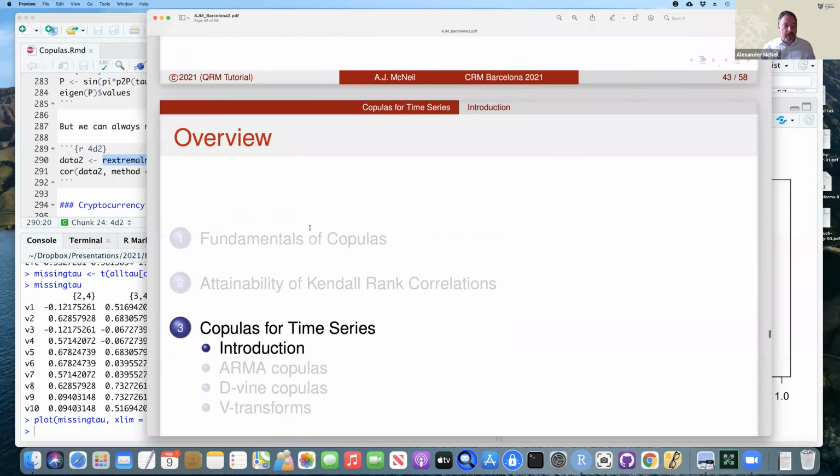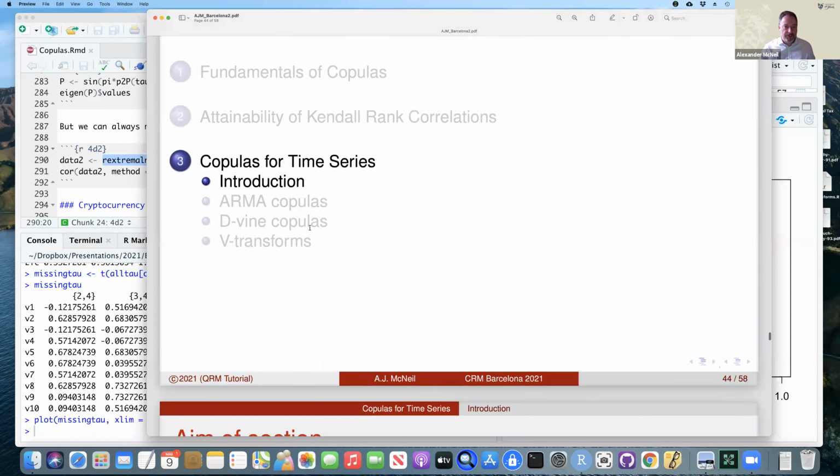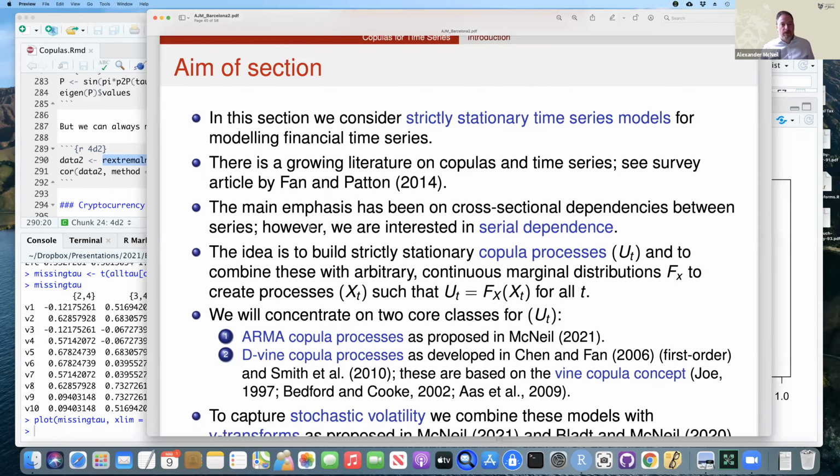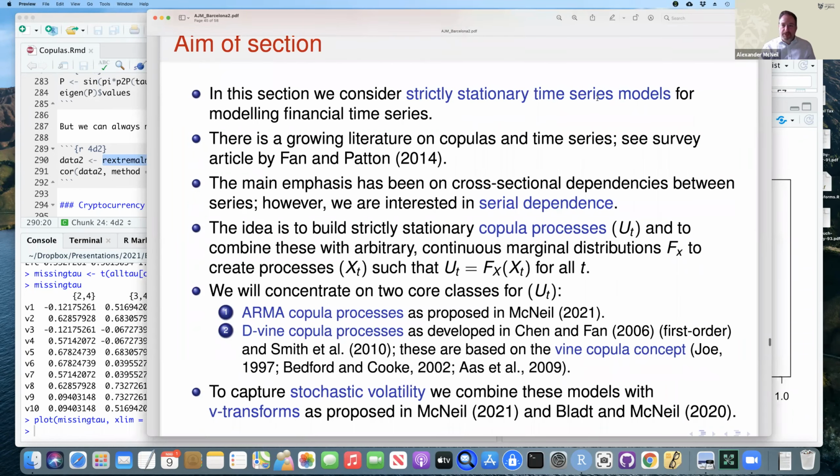So I'm going to introduce it, and then I'm going to say something about ARMA copulas, vine copulas, and V transforms. So we're going to look for strictly stationary time series models for financial time series. Strictly stationary means that you have a model where at any point in time the distribution is the same, roughly speaking. So that's my aim: strictly stationary time series models using copulas.